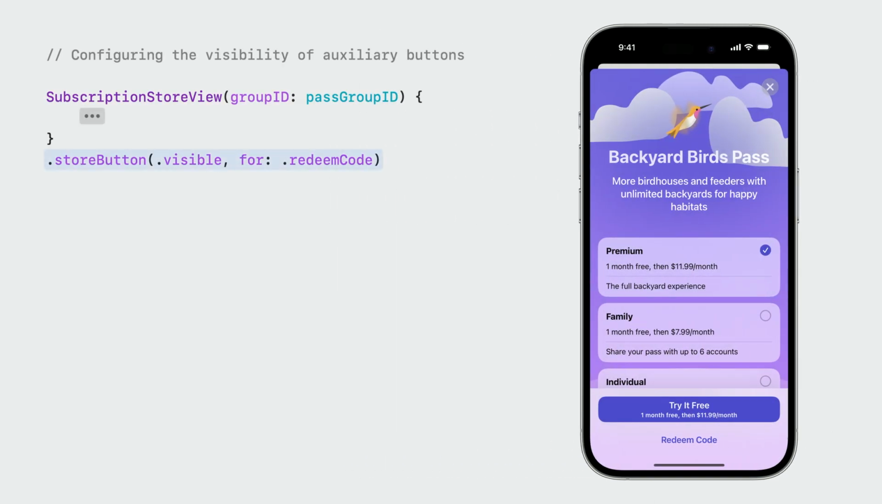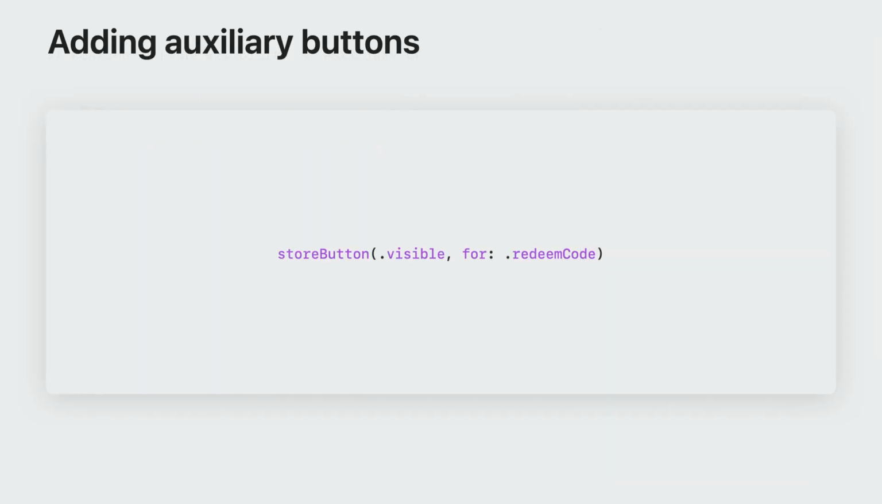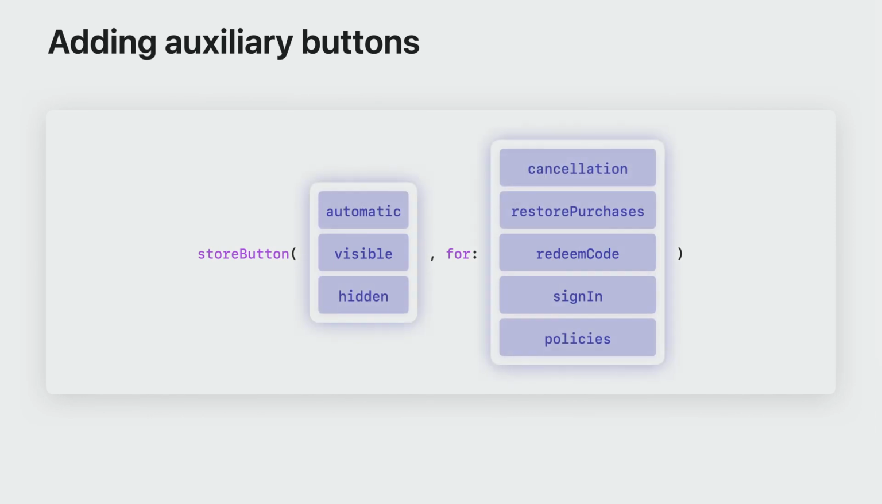We already looked at adding the redeem code button using the store button modifier when we first built this sheet. Let's take a closer look at this view modifier. There are a few values you can pass for each of the two parameters here. The first parameter enables you to choose the visibility. Automatic is the default for all buttons, which causes StoreKit to choose whether to make the button visible depending on the context. You can also choose to make a button explicitly visible or hidden.